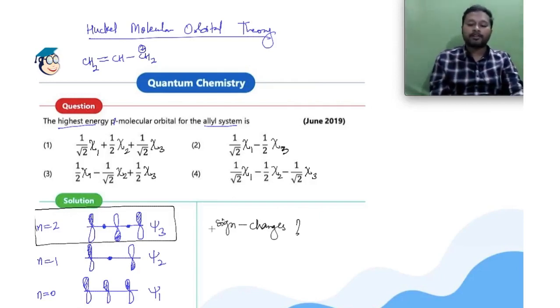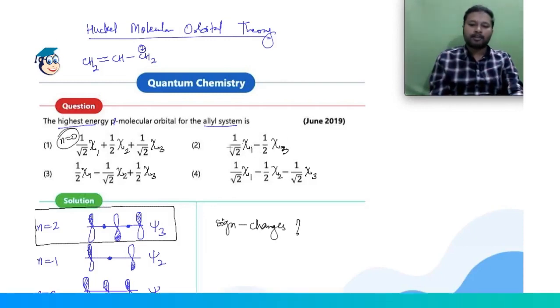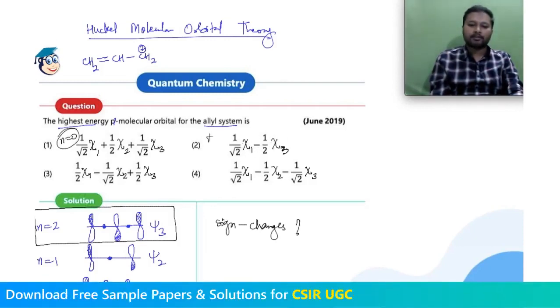If the sign does not change, that means 0 nodes. Okay, so in option number 1, there is no change in the sign, everywhere it's plus plus plus, so the number of nodes will be 0 in the first option. In option number 2, there is just one place where the sign changes, so the number of nodes is actually 1 over here.